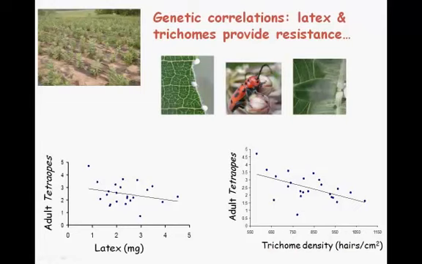I'm not going to show you all of the traits that didn't covary with resistance, but cardenolides did not, nor did the other traits that I showed you before. The last thing I want to mention is these two traits themselves are not correlated. So latex and trichomes are not correlated here, so those are independent in terms of their impacts.